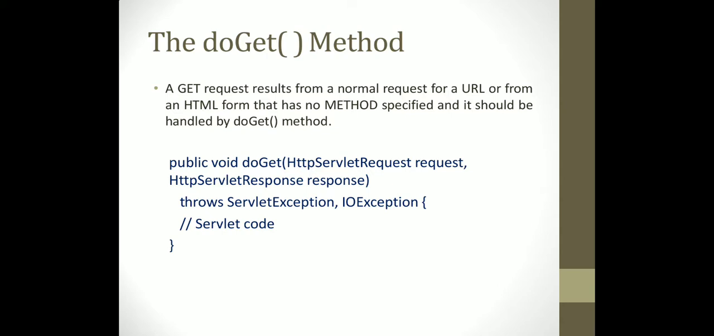Then the doGet method. A get request results from a normal request for a URL or from an HTML form that has no method specified, and it should be handled by the doGet method. So public void doGet, you can use HttpServletRequest, its object will be request, and HttpServletResponse, the object is response, throws ServletException, IOException, and whatever code lines you want to write, you can write inside the servlet code.